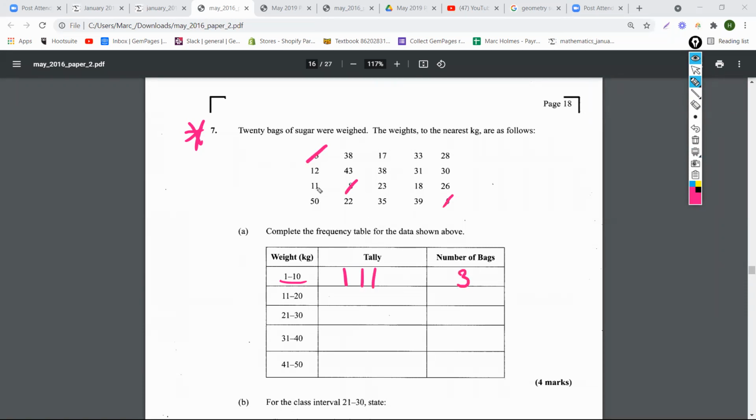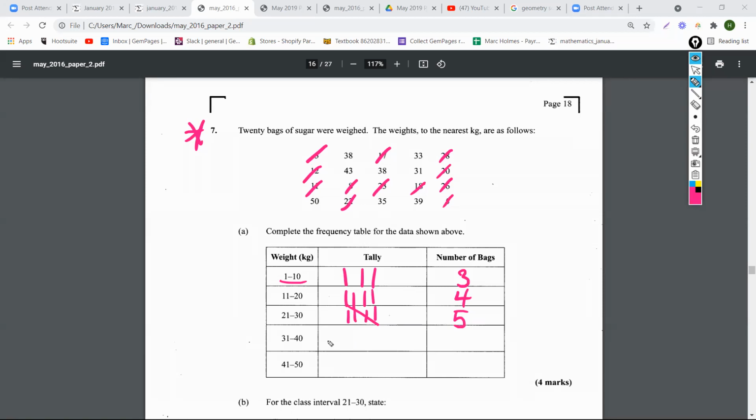This one is 11 to 20: 11, 12, 17, 18. That's 4 bags, nothing else. Then 21 to 30: 22, 23, 26, 28, and 25. So this is 5.